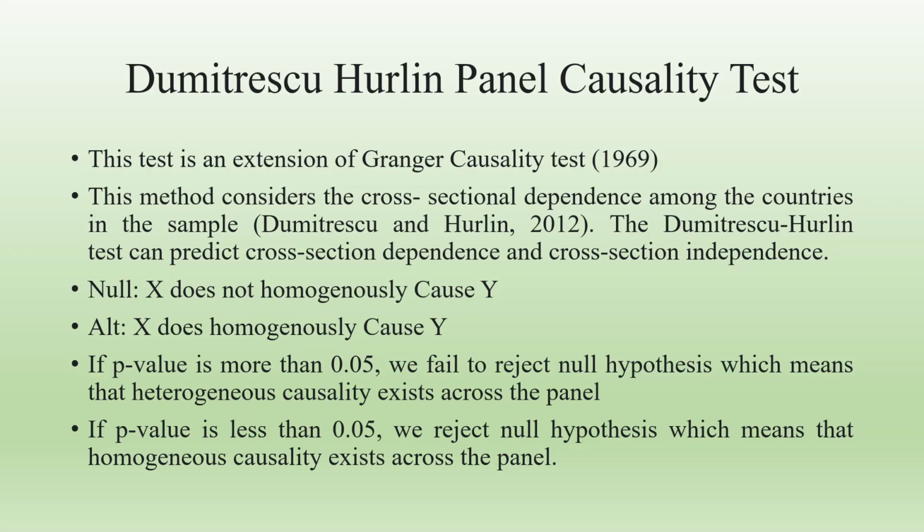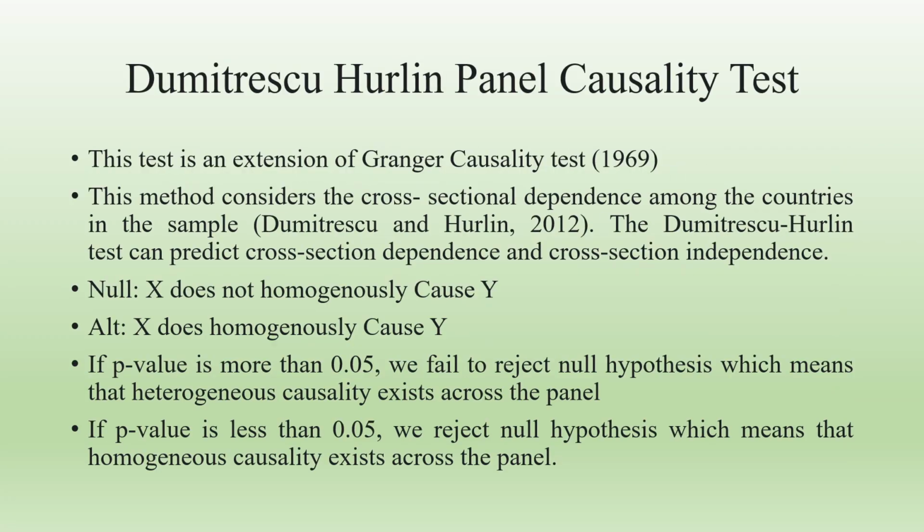The null hypothesis of this test is X does not homogeneously cause Y. Alternative is X does homogeneously cause Y. If p-value is more than 0.05, we fail to reject null hypothesis, which means that heterogeneous causality exists across the panel. If p-value is less than 0.05, we reject null hypothesis, which means that the homogeneous causality exists across the panel.